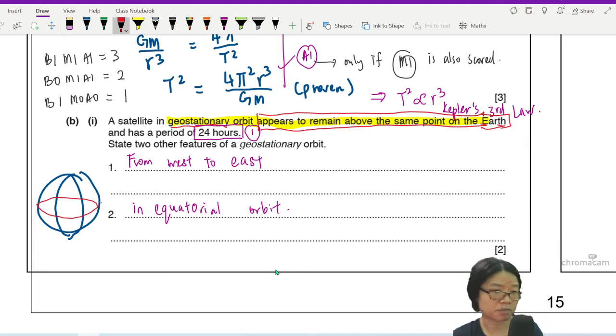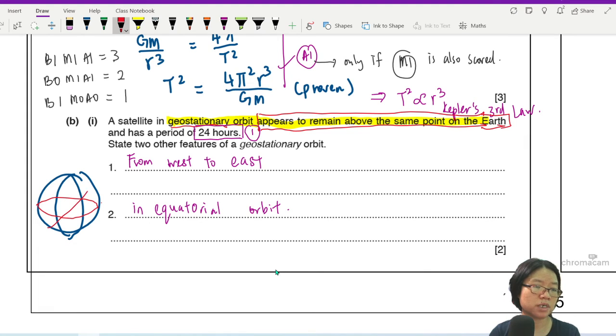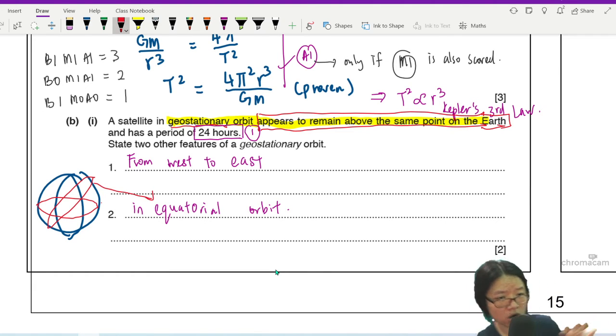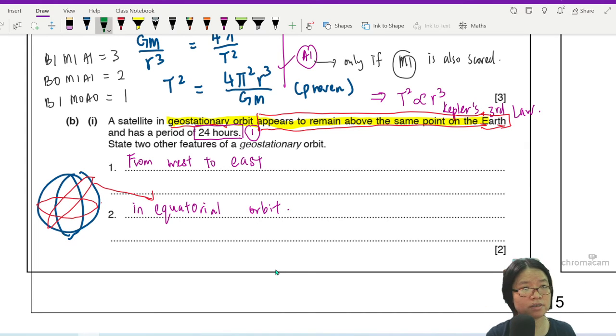So the satellites must be here. It can also be along this. These are all equatorial orbits, because there are infinite equators along the circumference. So there are various equatorial orbits. Non-equatorial orbits are like this one, this one here, this one here. So this is not equatorial.